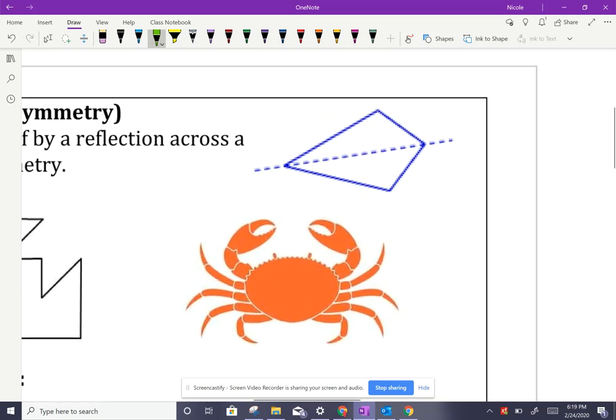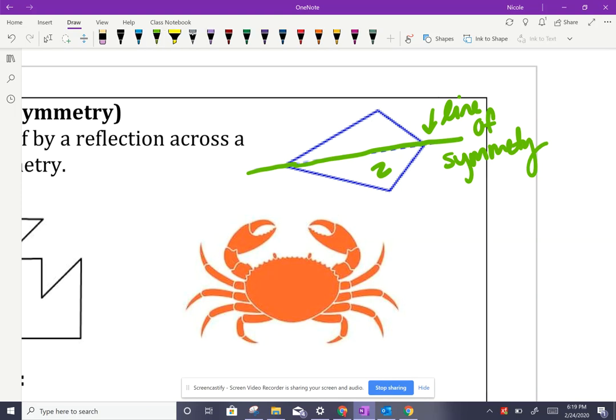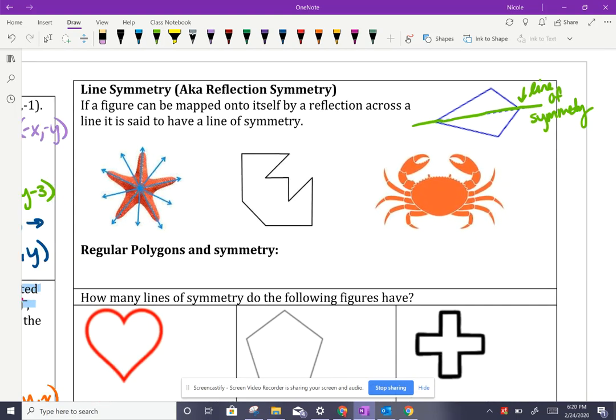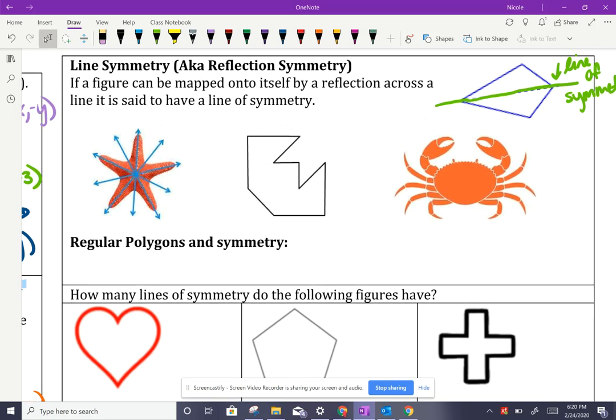So if I look here, my first example, this line here, if I folded this shape, this piece of paper, in half, those two sides, side one and side two, would match up perfectly with each other. So this is my line of symmetry. Okay. So if I look at each of the figures, I want to decide, does it have a line of symmetry? How many does it have?